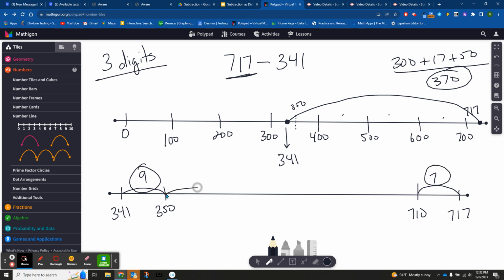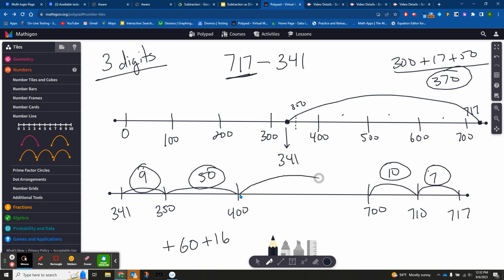I am 50 away from 400. I am 10 away from 700. Well, there's my 60 for sure, right? So now I have 60. I'll put that over here. Plus 9 plus 7 is 16. And then plus my hundreds here. How far is 400 from 700? 300 away. So there it is.